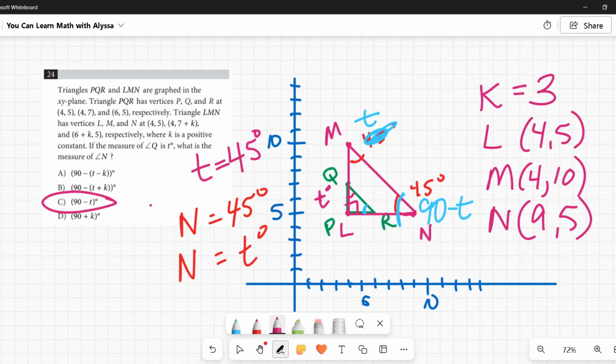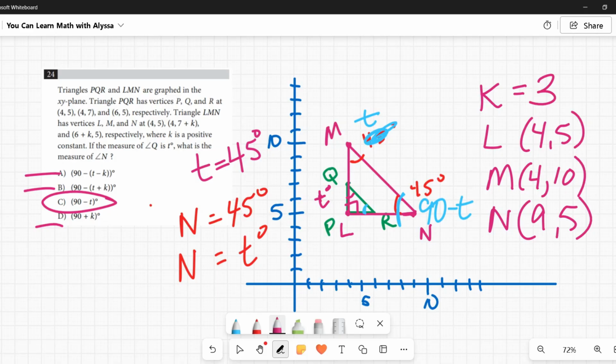K is a constant that is related to the length of the sides, not the angles. If we're talking about proportions or how the sides relate to each other, then we'd be talking about K. But we're not. We're talking about the angles. K is not related to the angles at all. And A, B, and D all involve K. So just that right there, you go, wait a minute. K is about the length of the sides. That's not changing these angles.